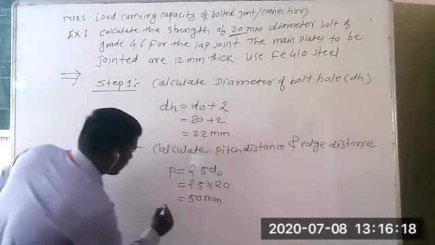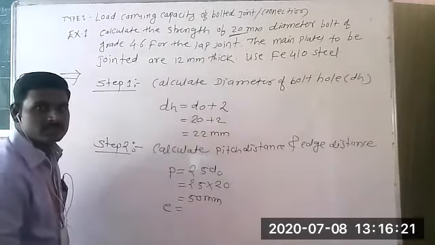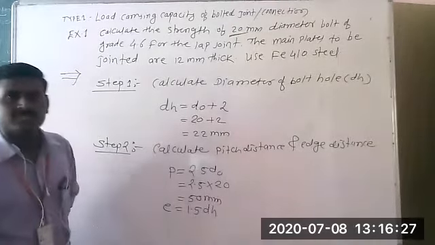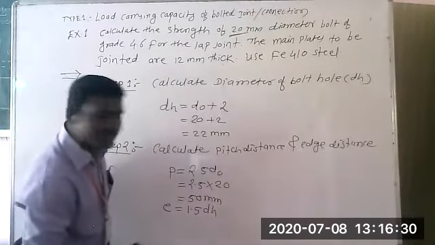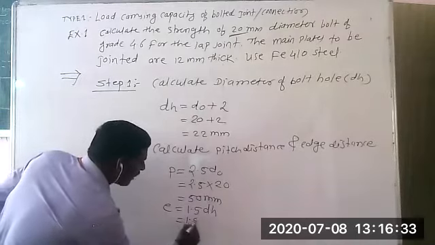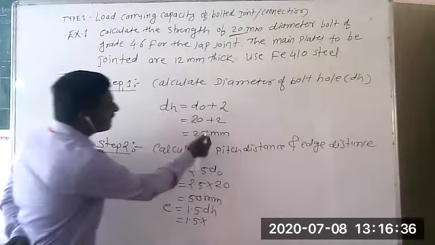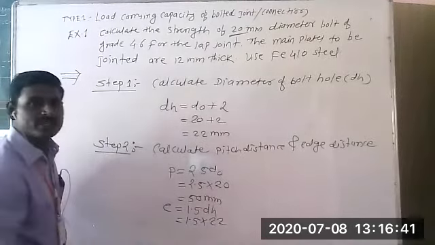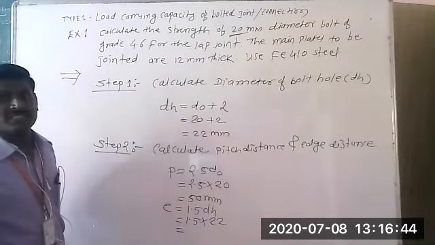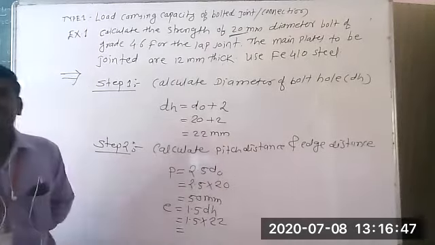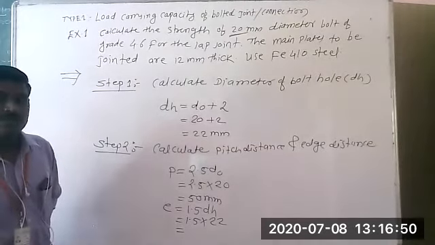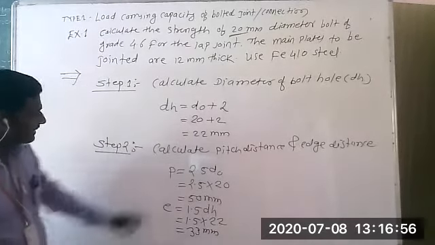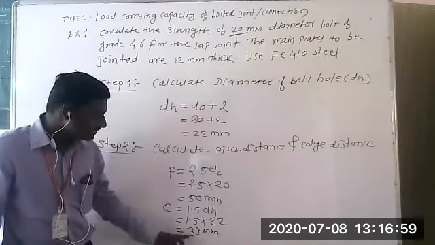Similarly, edge distance, small e, is equal to 1.5 into DH. Here we have calculated DH, which is 22. Now the edge distance is 1.5 into 22, which is 33 mm. So we have to provide a minimum pitch distance of 50 mm and an edge distance of 33 mm.